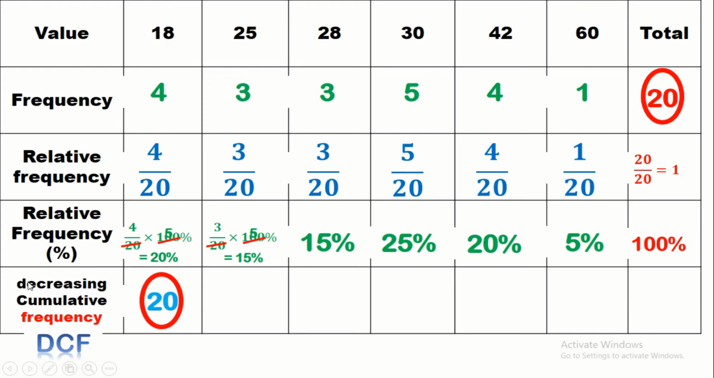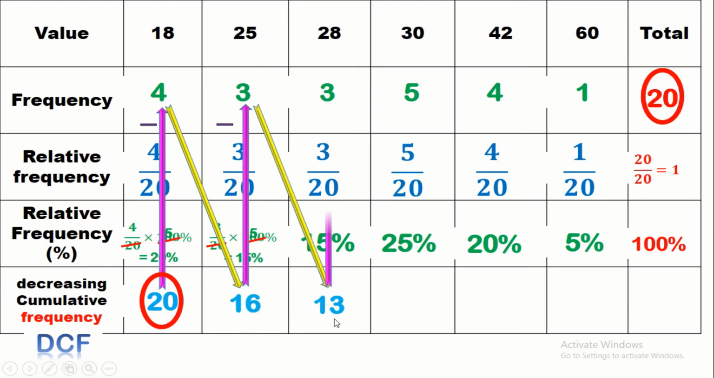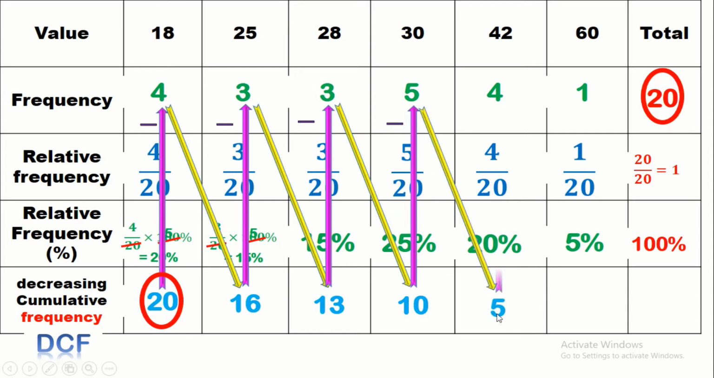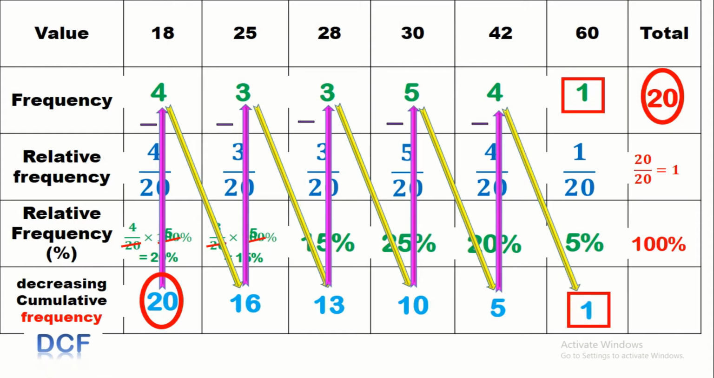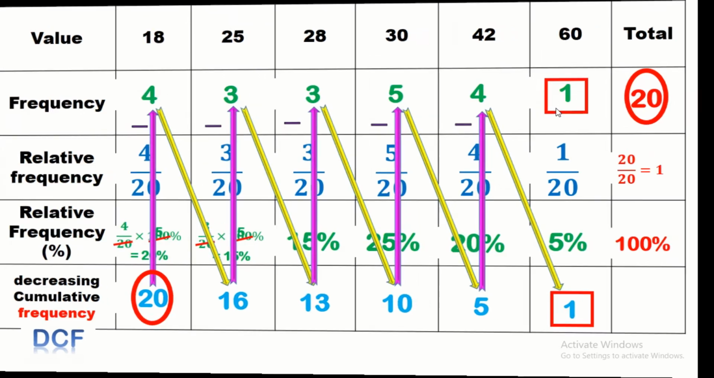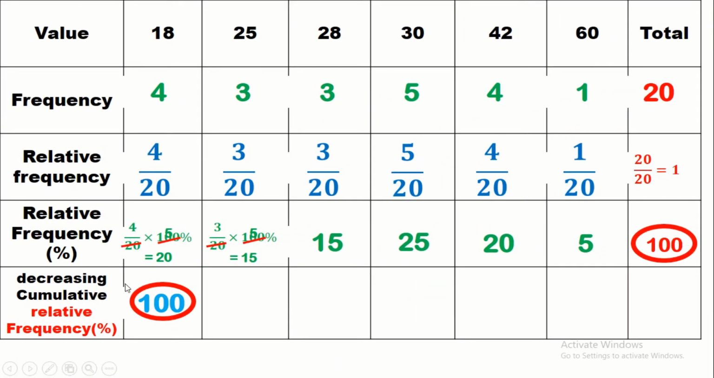Well, since we have a decreasing, we should subtract and not add here. So 20 minus 4, it gives us 16. Minus 3, it gives us 13. Minus 3, we subtract the frequencies. So 13 minus 3, it gives us 10. Now 10 minus 5, it gives us 5. 5 minus 4, it gives us 1. Note something, the last number obtained in the decreasing cumulative frequencies is exactly equal to the last frequency, which is here 1. Now what about the decreasing cumulative relative frequency in percent?